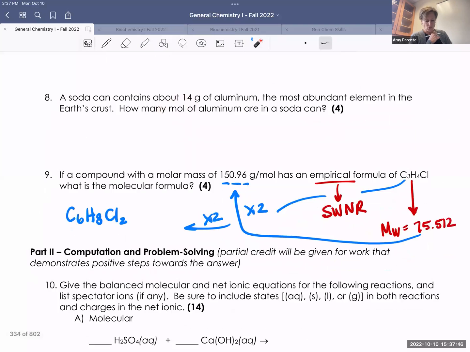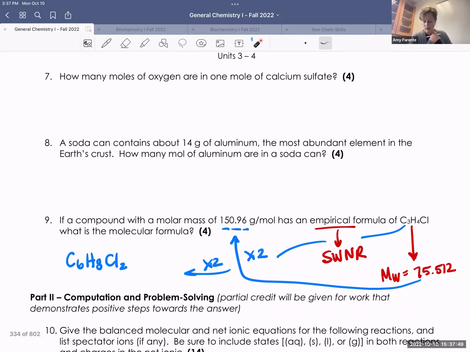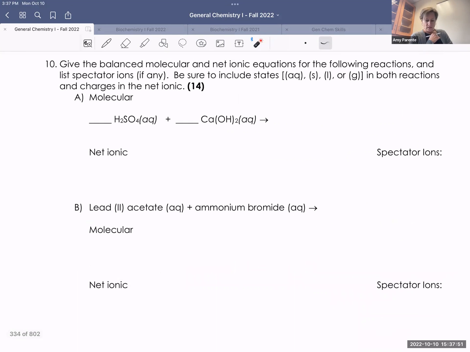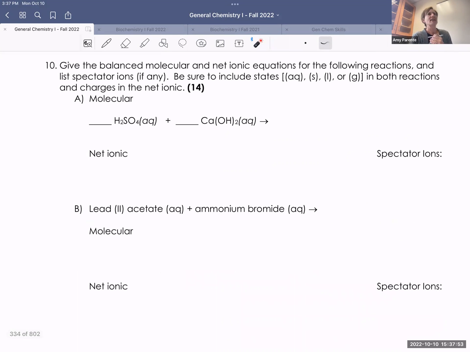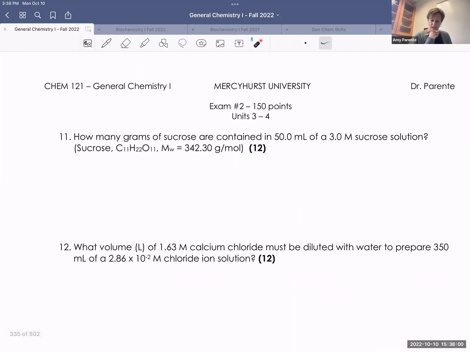Okay, now, good with 7, 8, and 9? Okay. How do we feel about these guys? You just had a quiz on stuff like that. Okay with it? Okay. So then we're looking at problems 11 and 12, which are kind of related. 11 is asking us to figure out, if I wanted to make 50 milliliters of a 3 molar sucrose solution, what would I need to do? Yay, nay? Want me to go through it?